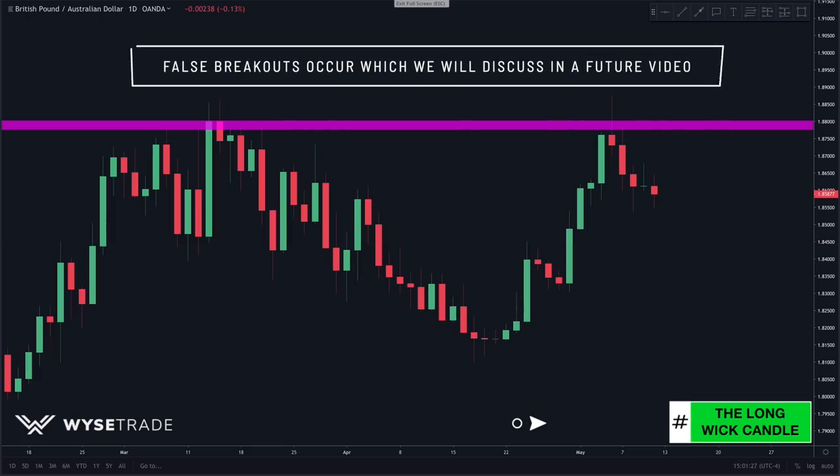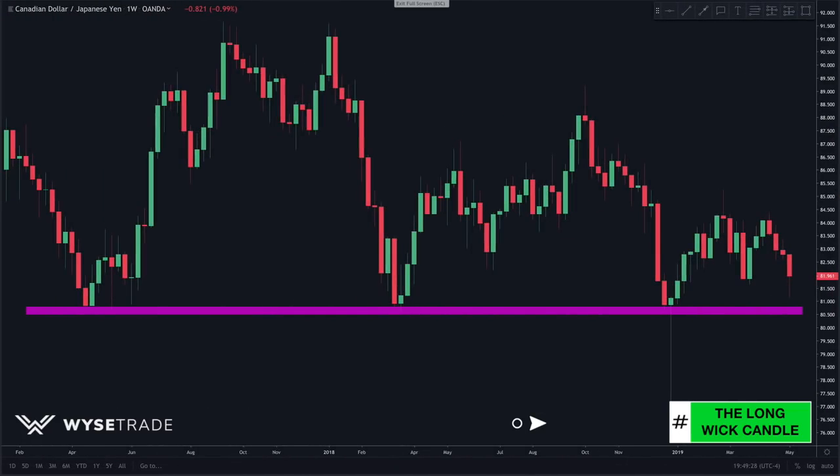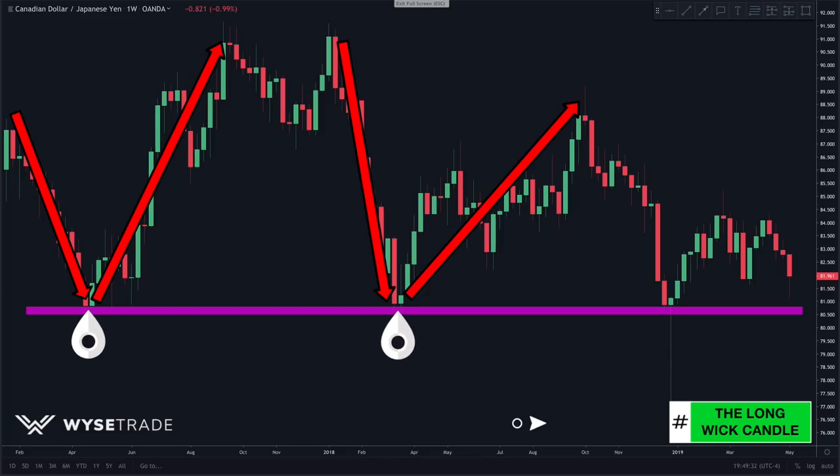Now, there are also false breakouts that occur, but we will discuss that in another video. So let's show this again. You look left and notice that both times price got to this level, it hit and reversed drastically, giving us a key level of support.